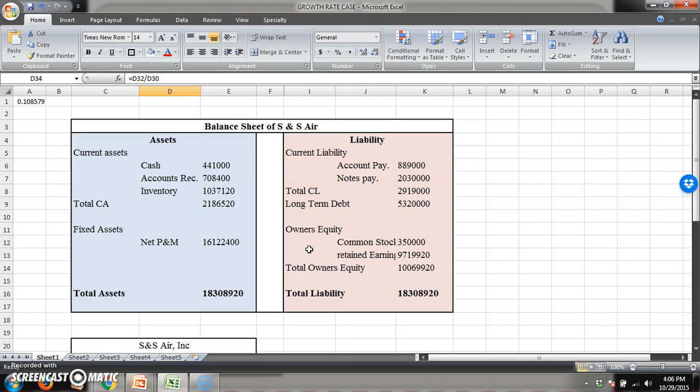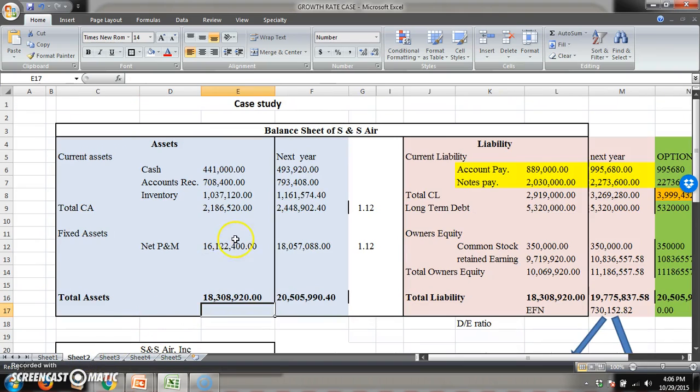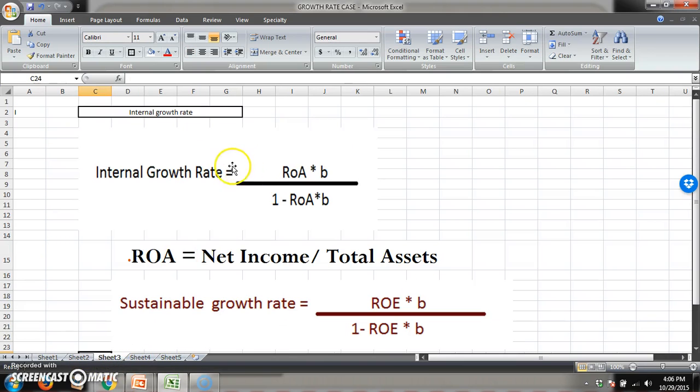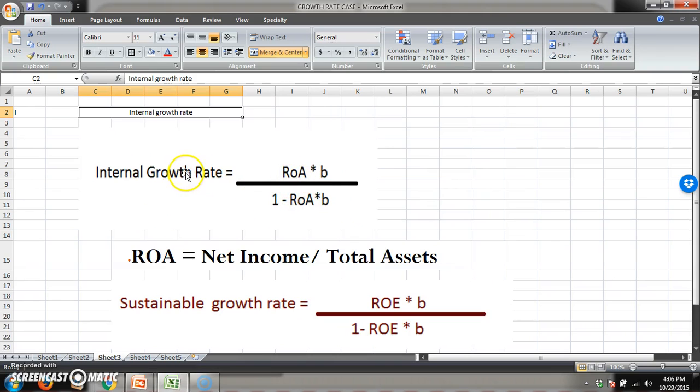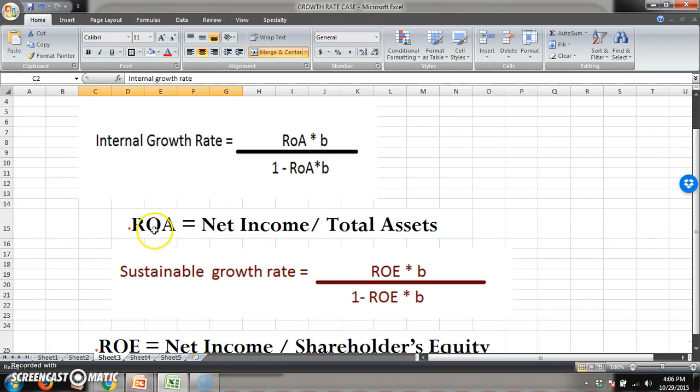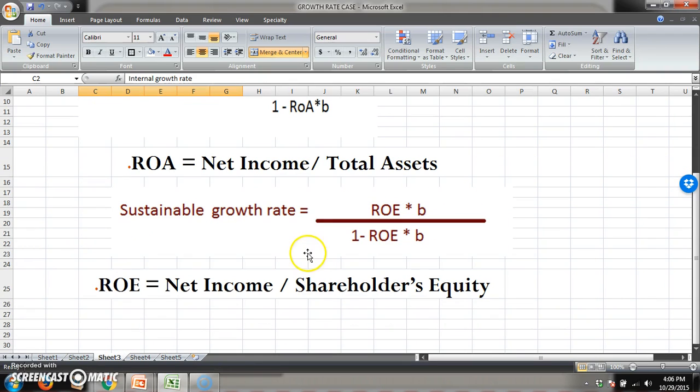Now, let us look at what we have to calculate, as in the case: the internal growth rate as well as the sustainable growth rate. We know the formula of internal growth rate is ROA times b upon 1 minus ROA times b, and ROA is net income upon total assets. Similarly, sustainable growth rate is ROE times b upon 1 minus ROE times b, where ROE is net income upon shareholders' equity.